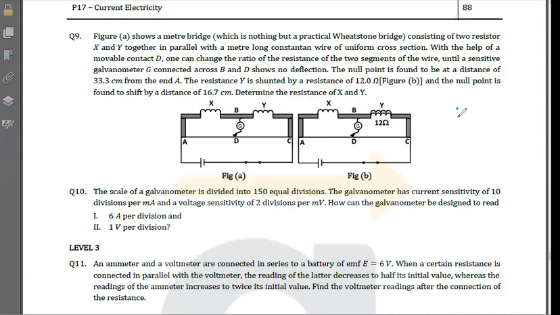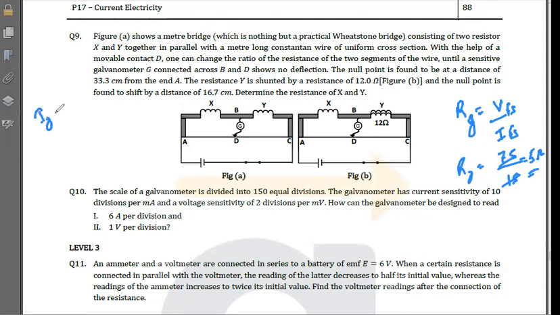So can you find RG? Tell me, can you find RG? V is equal to IR. R is equal to V by I. So this is full scale and this is also full scale. So RG will be equal to what? 75 by 15, which is equal to 5 ohm. So RG निकल गया 5 ohm.